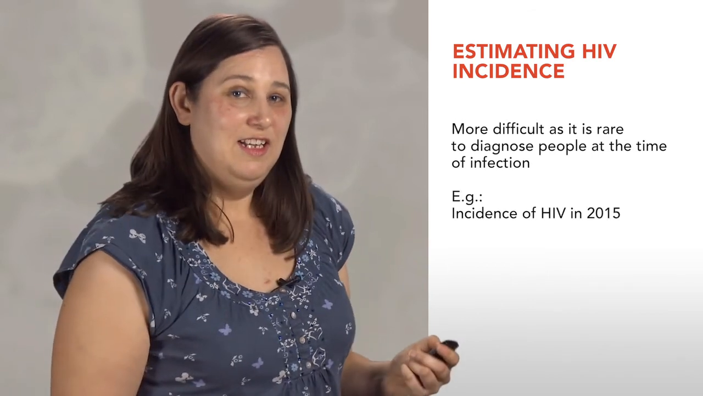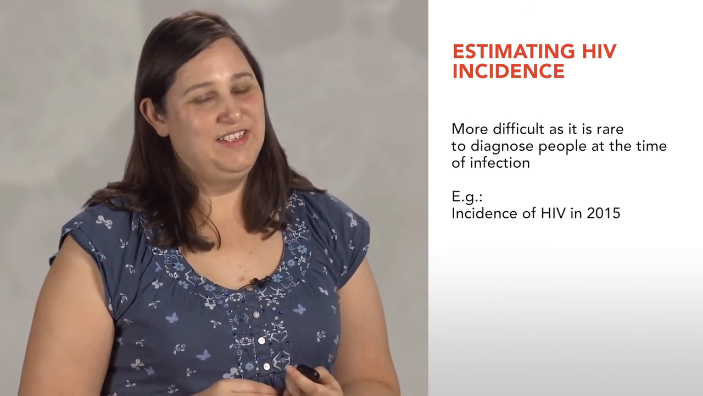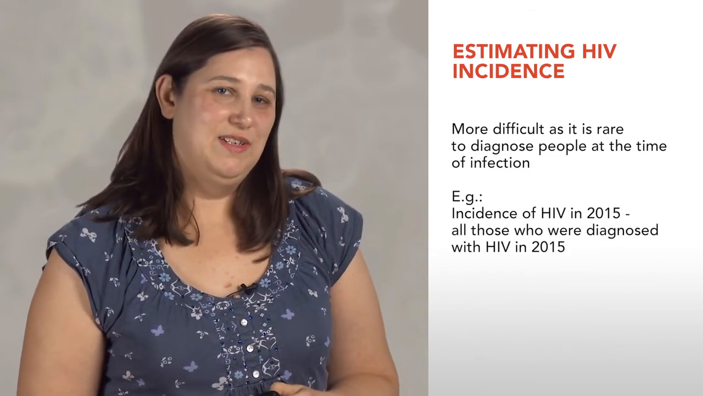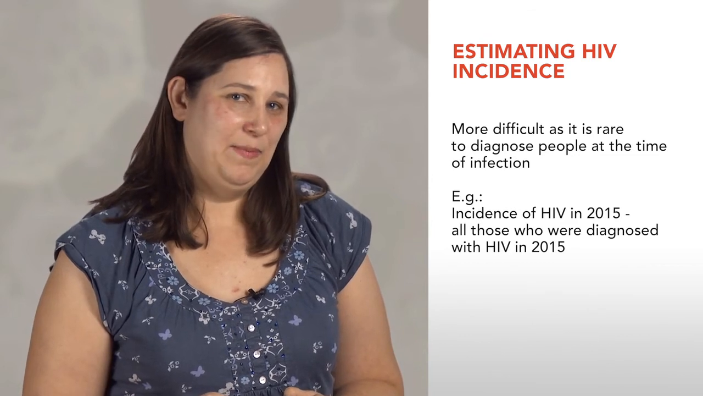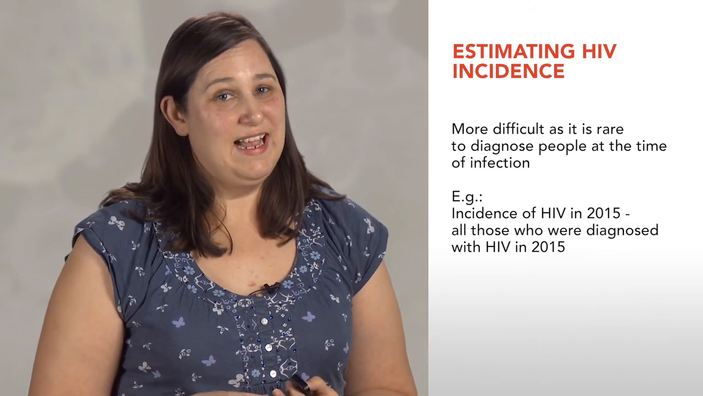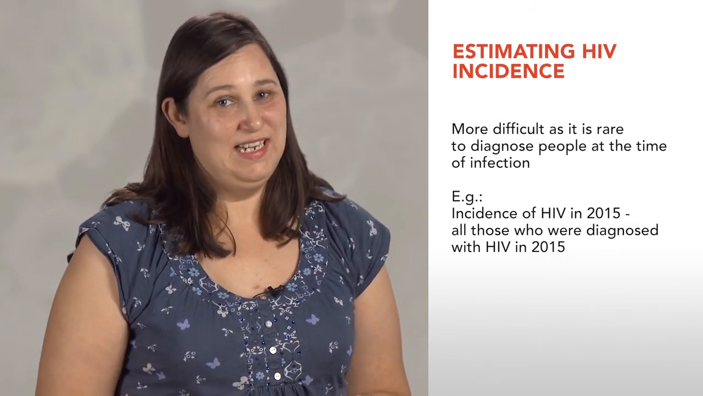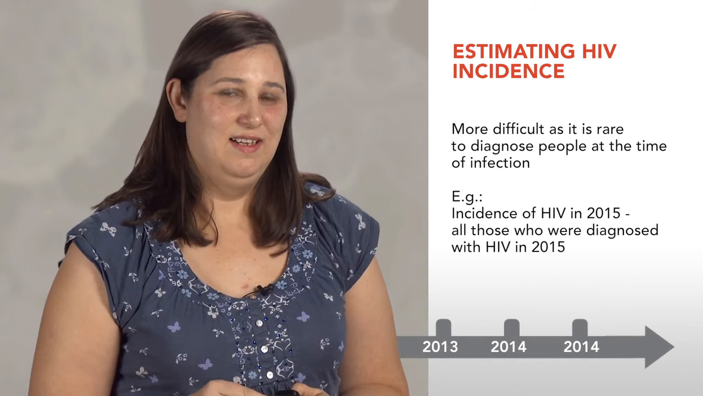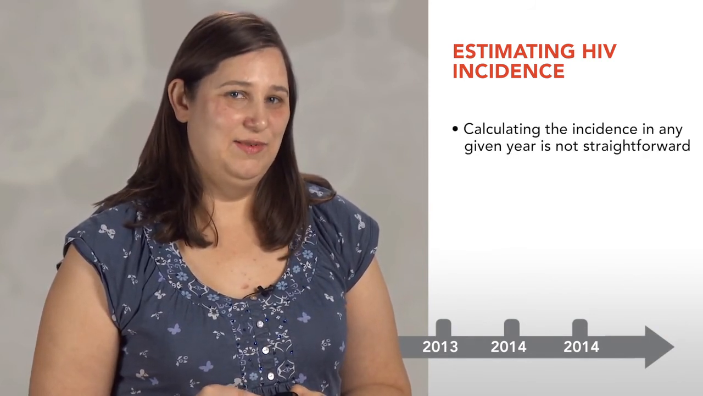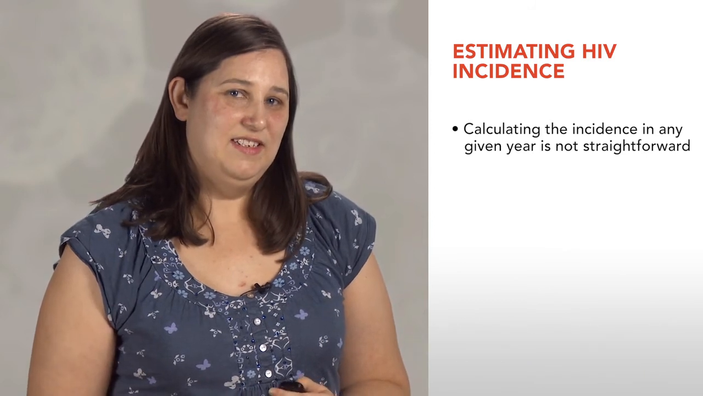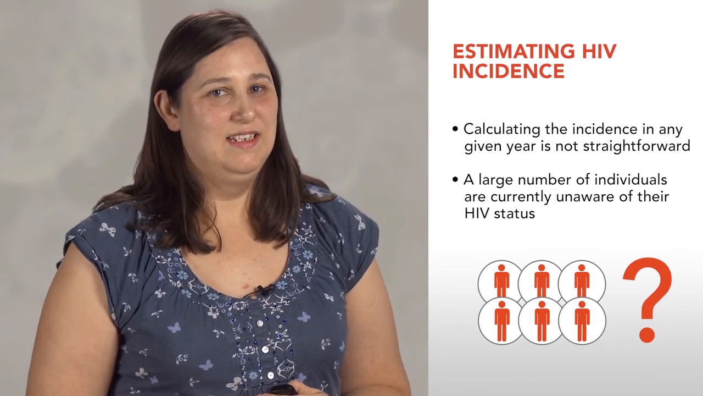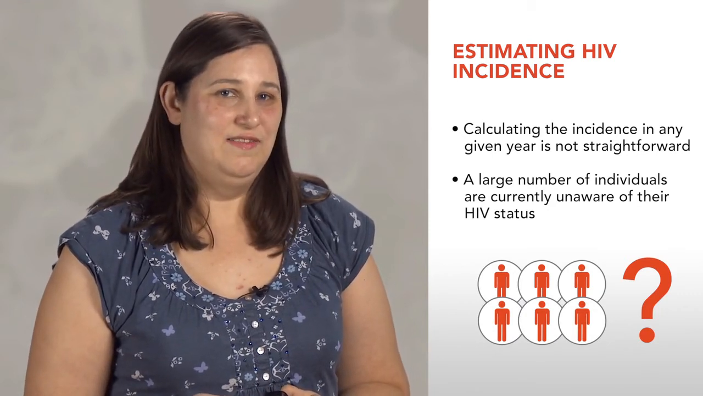As an example, imagine we wish to estimate the incidence of HIV in 2015. We could consider all those who were diagnosed with HIV during that year. However, it is difficult to establish whether these individuals acquired their HIV infection in 2015 or in previous years. Therefore, calculating the incidence in any given year is not straightforward. In addition, a large number of individuals are currently unaware of their HIV status, and so are also unknown to surveillance teams.